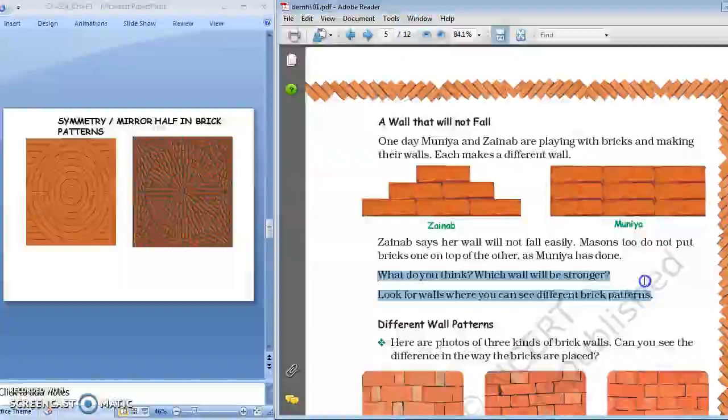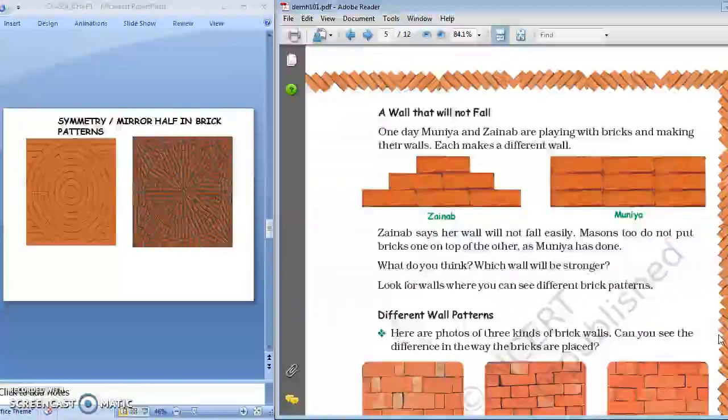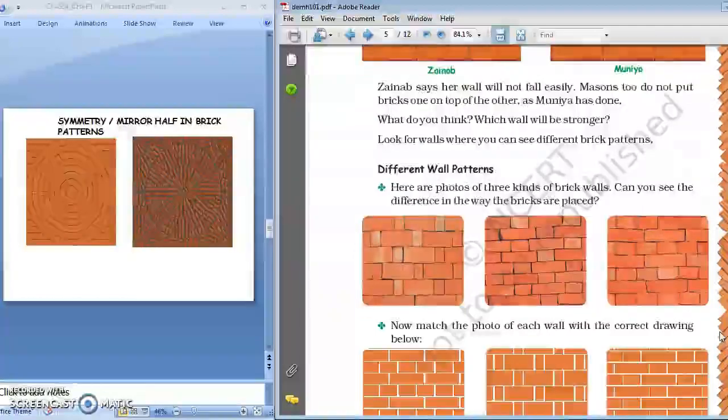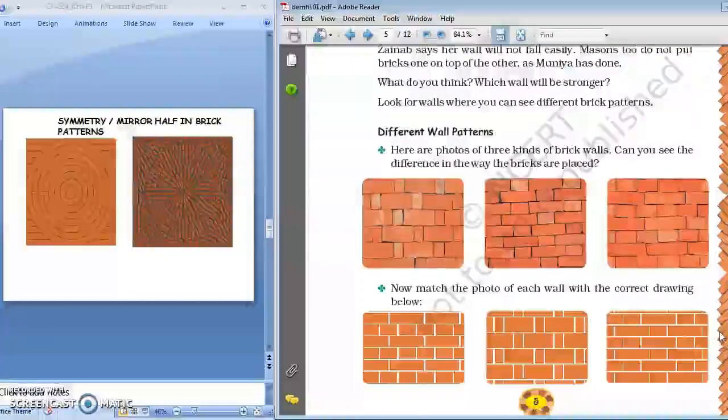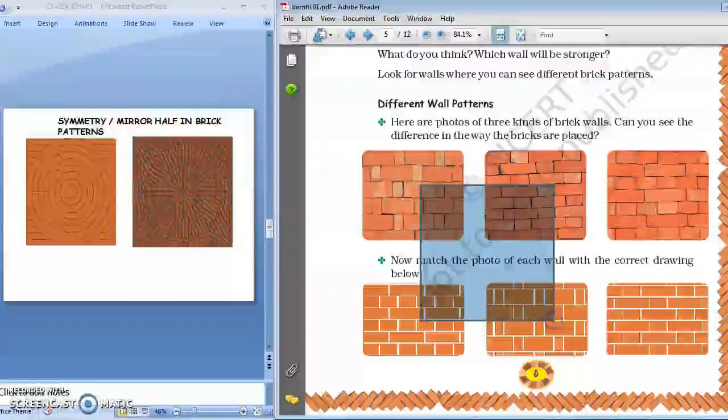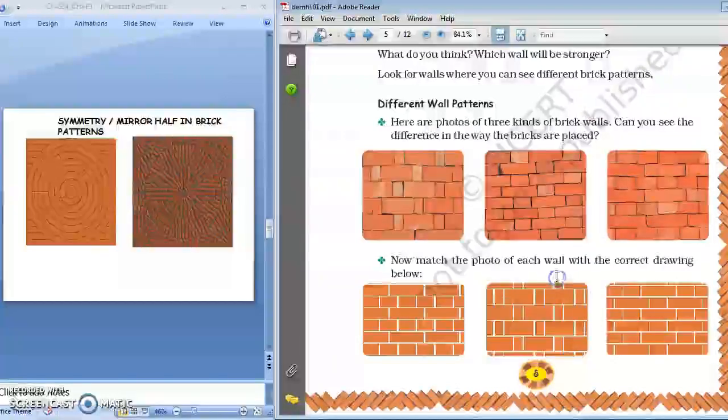What do you think? Now here is another wall pattern and you have to match the brick patterns with the photos given. Now kindly use your brain and match them. This is again your homework. You have to match them. Different wall patterns. Please observe carefully where this wall pattern is going. So match them accordingly.